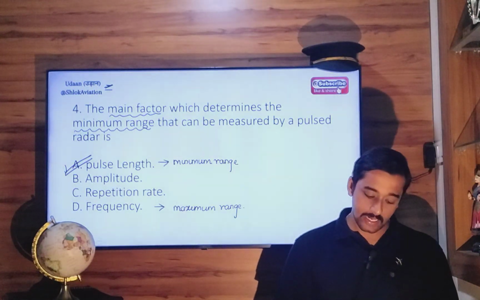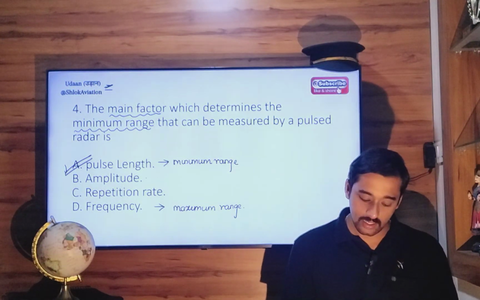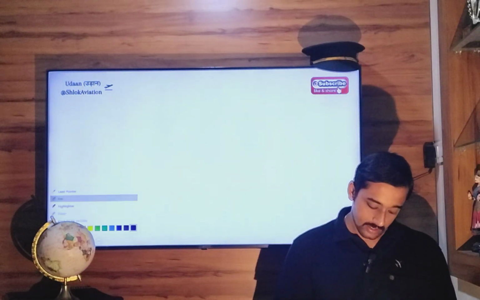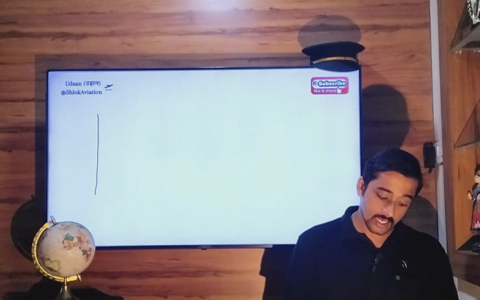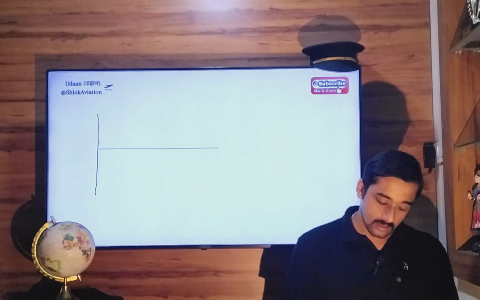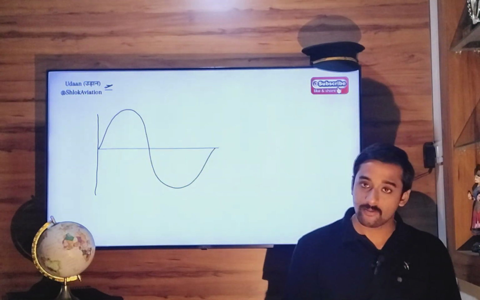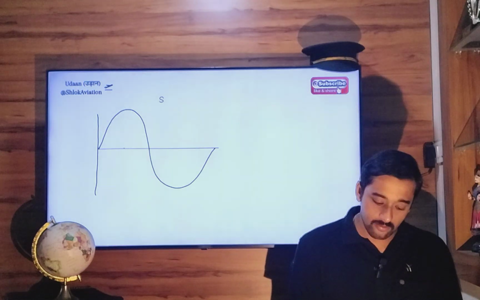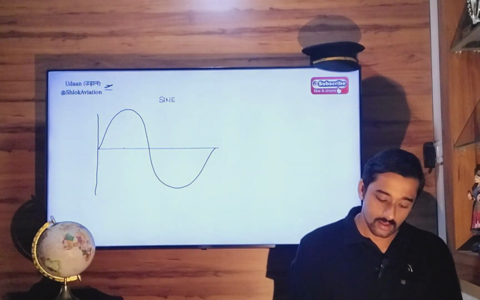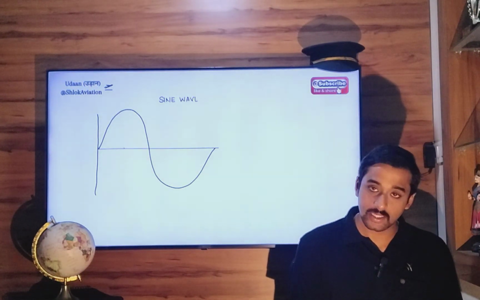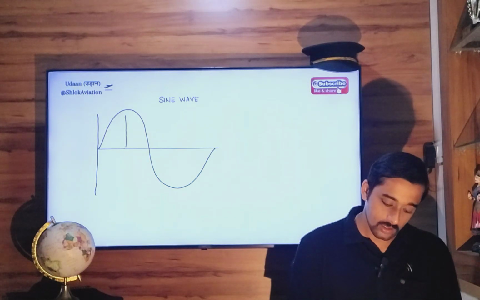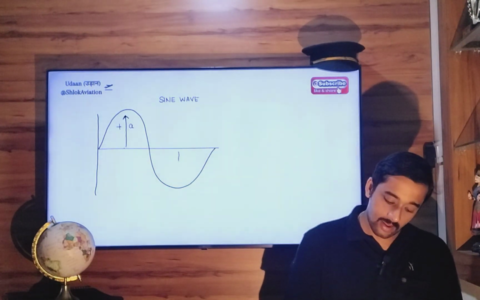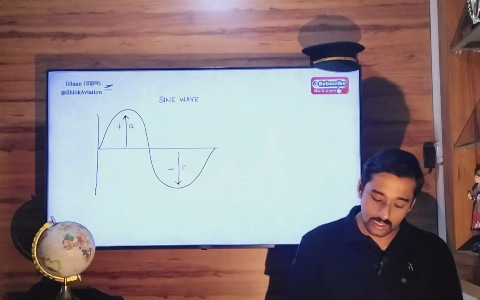Remember this. Amplitude is another definition, a term which is associated with a radio wave. Basically, remember this in case they ask you for your RTR Viva. This is your radio wave. This radio wave is called a sine wave. There is amplitude. You can see there is positive amplitude, and there is negative amplitude.